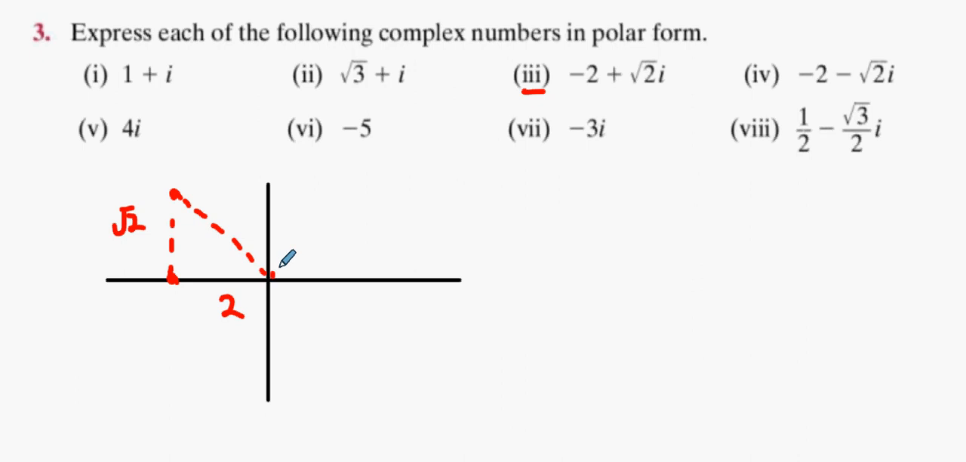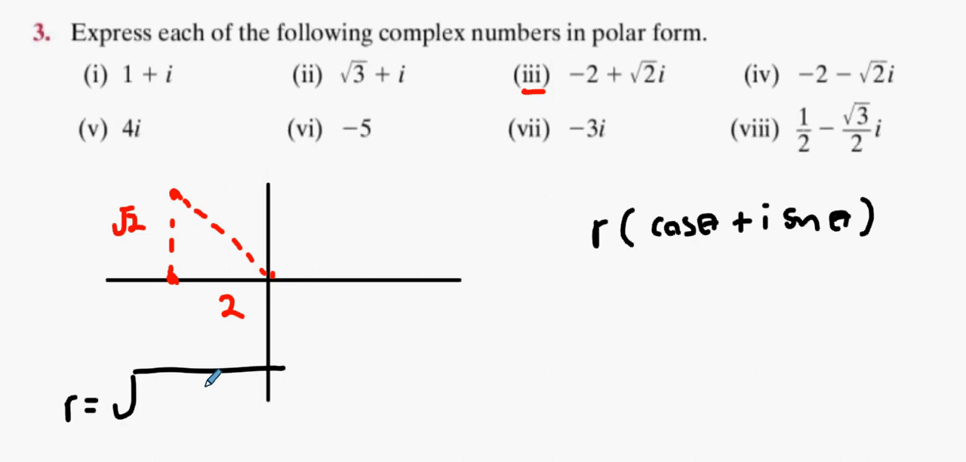Everybody happy enough with that angle? Okay. Now, I need to turn it into r cos theta plus i sine theta, which is otherwise known as polar form. Next thing I need to do is Pythagoras' theorem first. How do you do Pythagoras' theorem? Just get the length of the other sides. And I believe it's going to turn out to be root 6. Is that okay with you guys? The r value will be root 6.